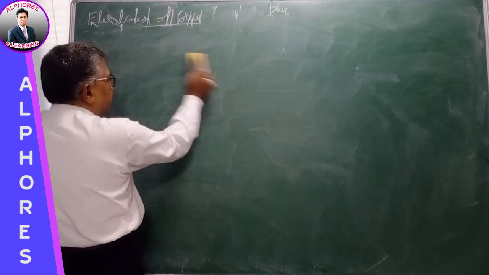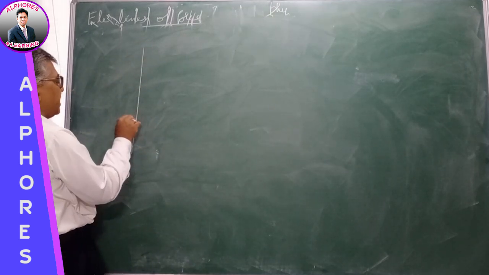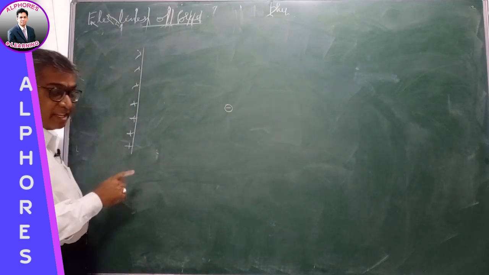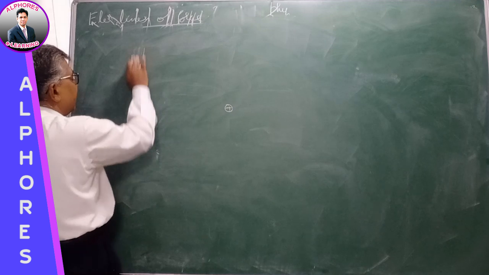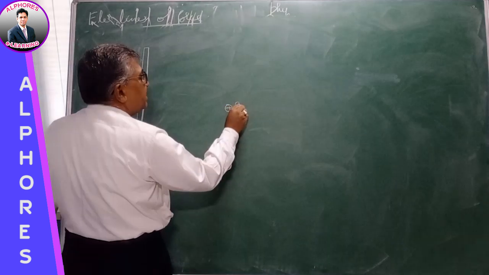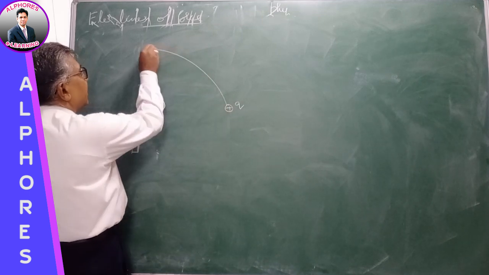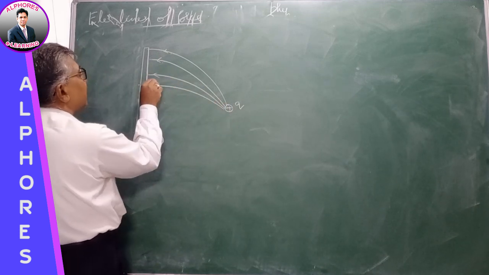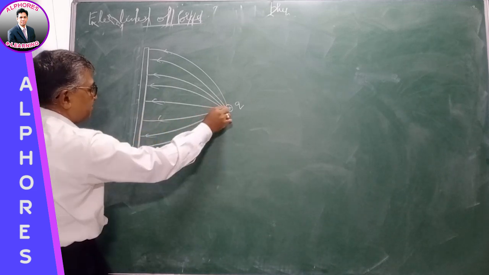Suppose there is a positive point charge and a conducting plate is placed near the point charge. Suppose I consider a point charge like this and a conducting plate placed nearer to it, then the pattern of the electric lines of force is like this. The pattern of the electric lines of force would be this way. The lines of force emerge from the positive charge and they end up at the surface of the conductor, right?